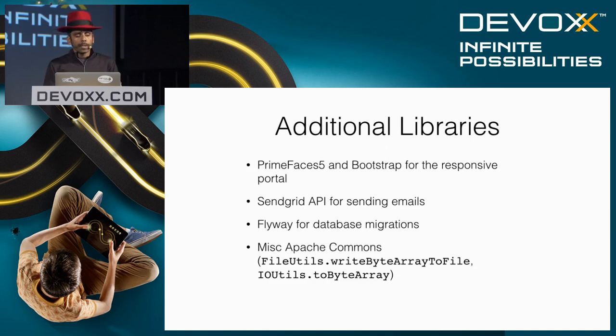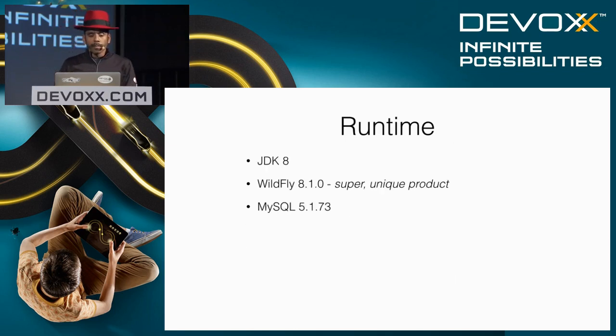There were some miscellaneous Apache Commons utilities that were being used. Hopefully they get added to the Java platform sometime. JUnit was used with Derby, which is a very lightweight database primarily for testing purposes. But in terms of runtime, JDK 8 was used, WildFly 8.1.0 was used, and this code really comes from the customer itself. They just love the product. And from the relational database perspective, it was a single database, which is MySQL.